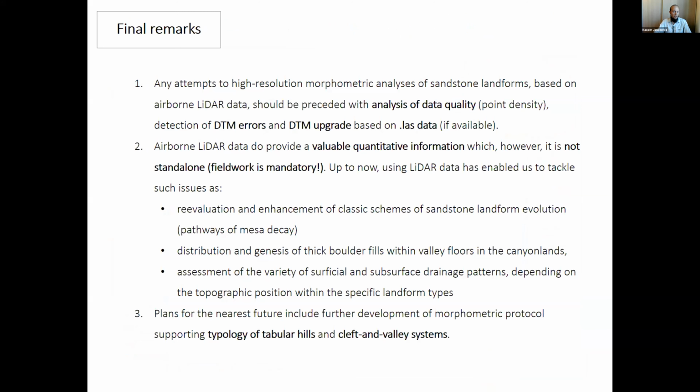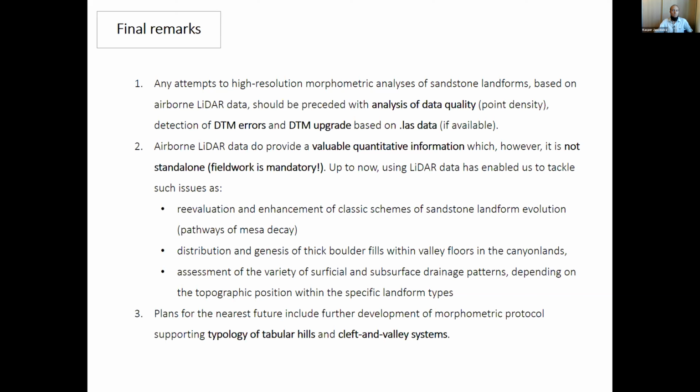So concluding, I would like to say that any attempt at high resolution morphometric analysis of sandstone landforms, such complex landforms, based on airborne LiDAR data should be preceded with analysis of data quality and at least a trial to detect and solve classification errors. Anyway, the airborne LiDAR data do provide valuable quantitative information, which, however, I must emphasize, is not standalone. We think that the field work in sandstone areas is mandatory.